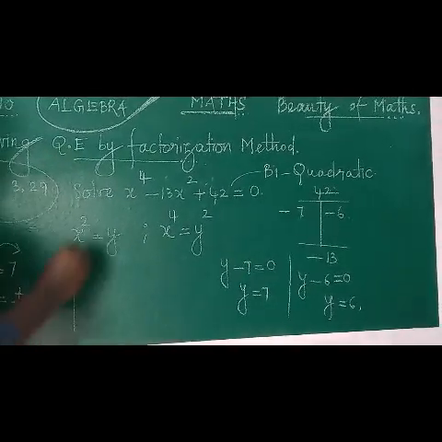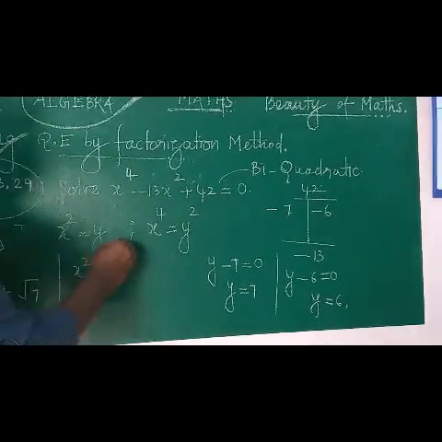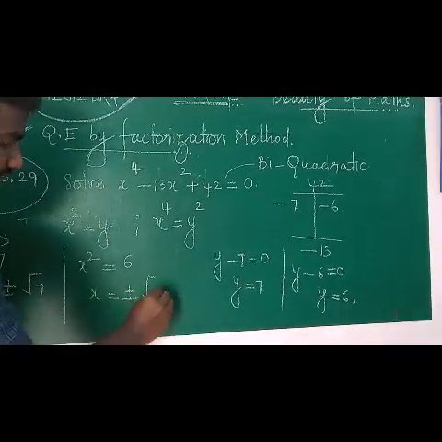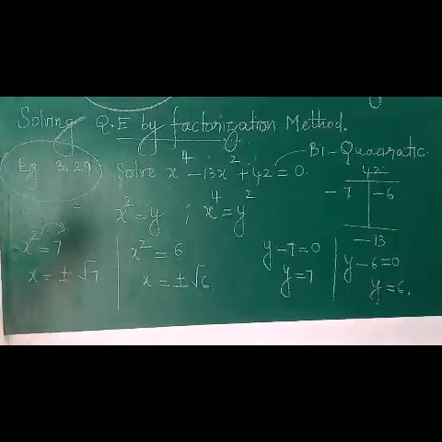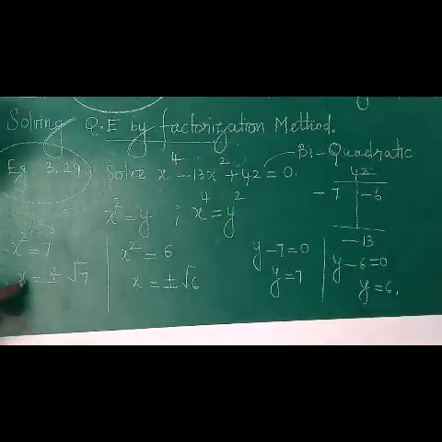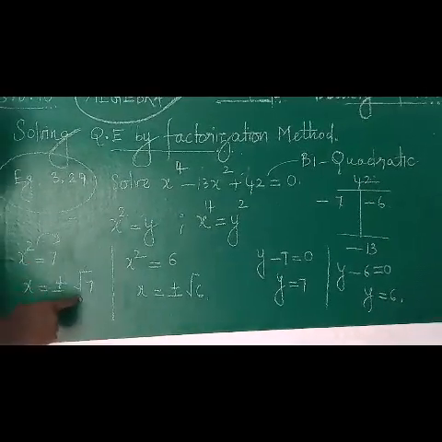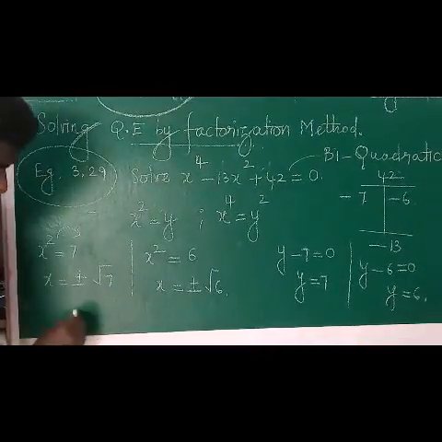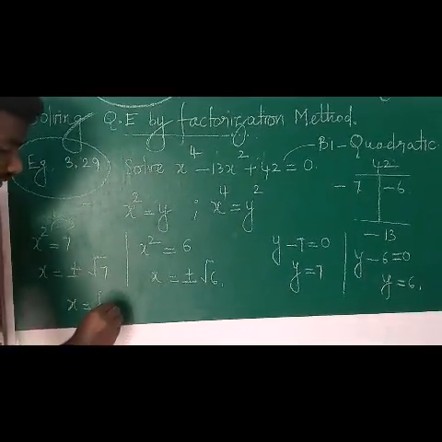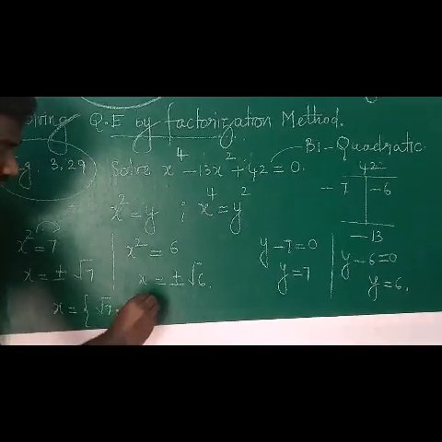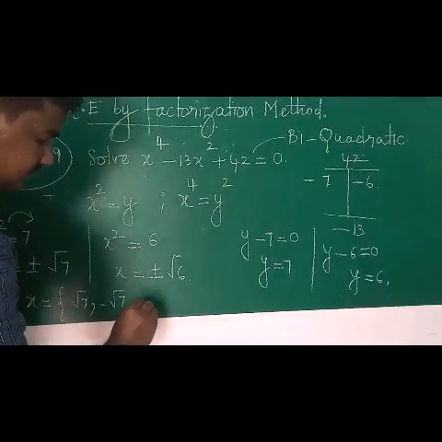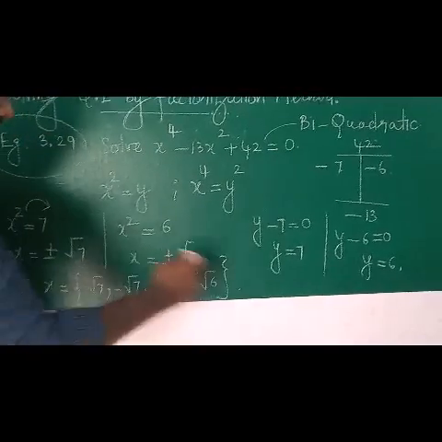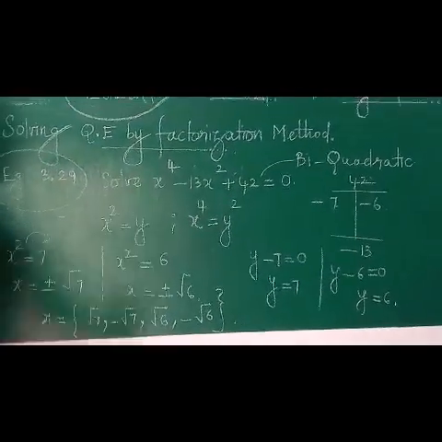Right. The next one, x square is equal to, the value of y is equal to 6, you know. So x is equal to plus or minus root 6. See, now x has 4 values, 4 roots. One of the values plus root 7, minus root 7, plus root 6 and minus root 6. So there are 4 roots. x is equal to plus root 7, minus root 7, plus root 6 and minus root 6. These are the roots of this biquadratic equation.